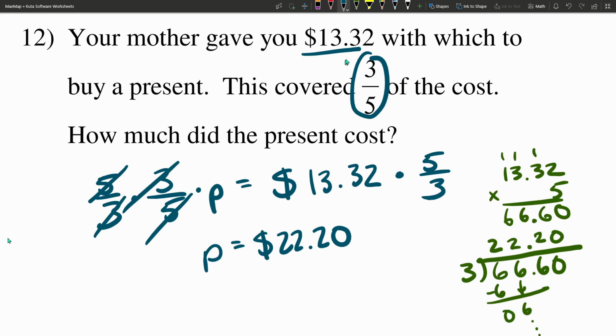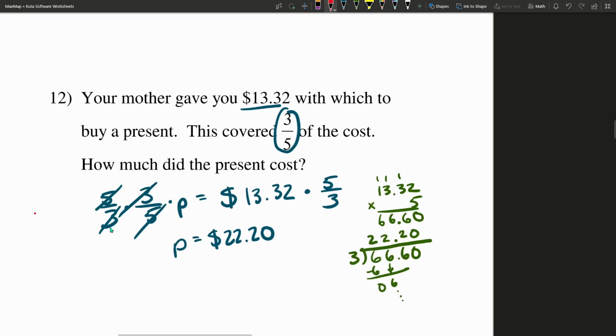That $13.32 covered 3/5 of that total cost. So think about it, $22.20, that P times 3/5 equals our original amount that our mother gave us. That's just a quick way to double check, and feel free to use a calculator for that. But let's continue on to number 13.